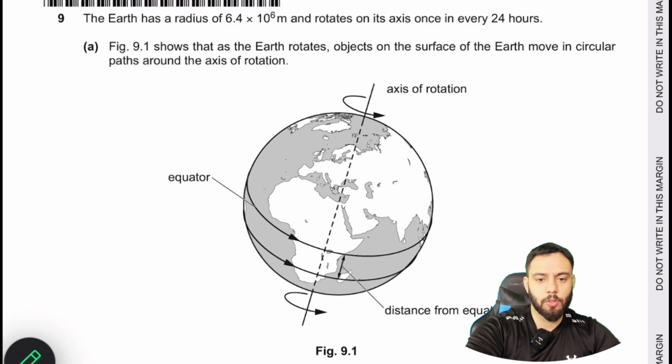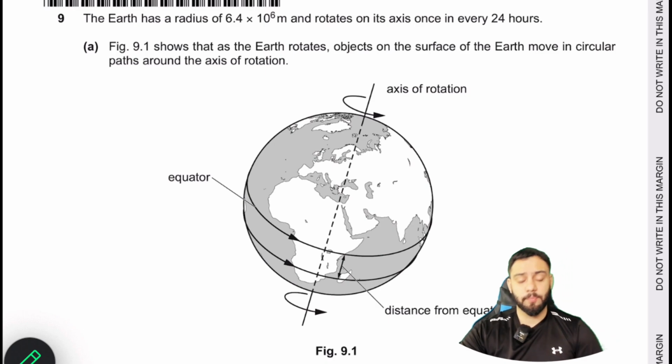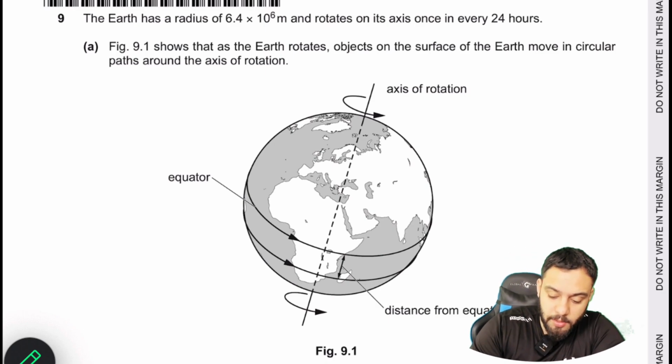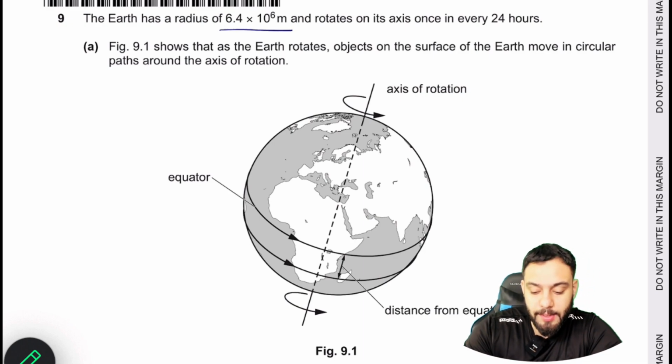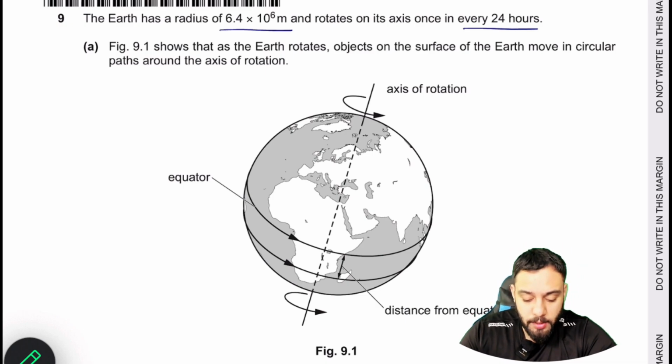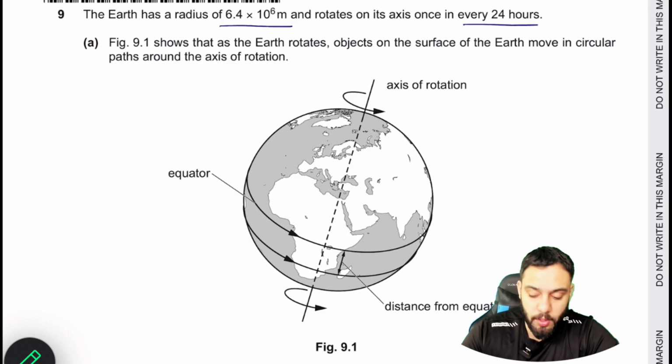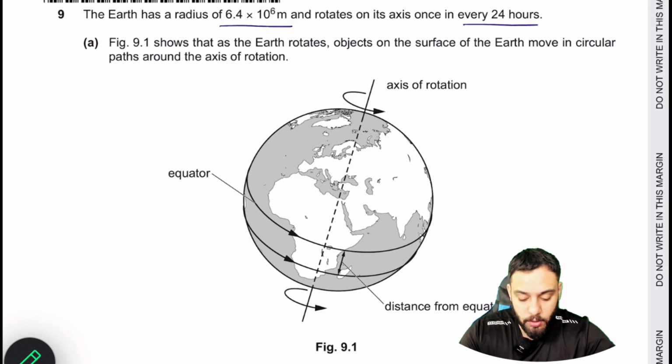All right, let's move on to question number 9. So question number 9 is the last question for this paper, and again, the question is very good. The Earth has a radius of 6.4 times 10 to the power of 6 meters and rotates on its axis once every 24 hours. Figure 9.1 shows that the Earth rotates, and an object on the surface of the Earth moves in a circular path around the axis of rotation.